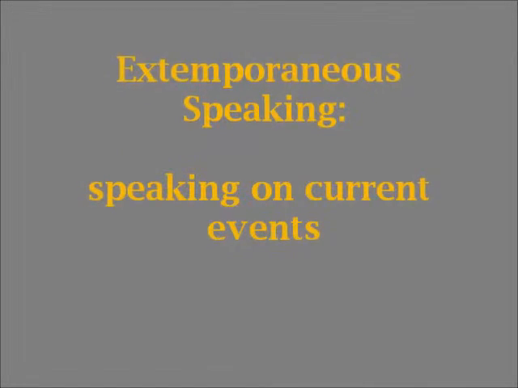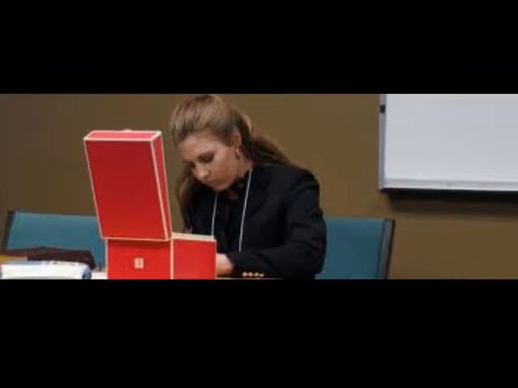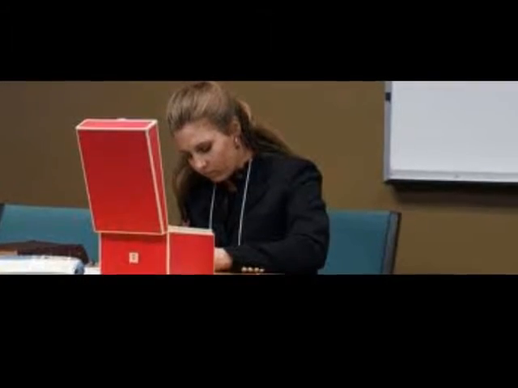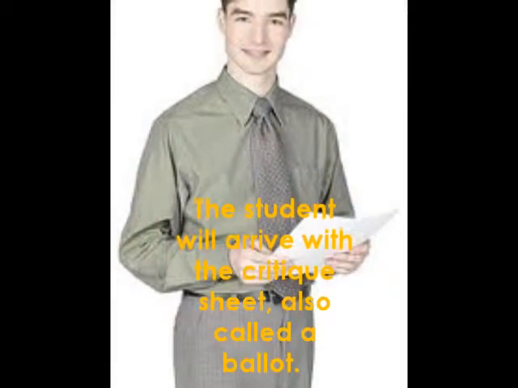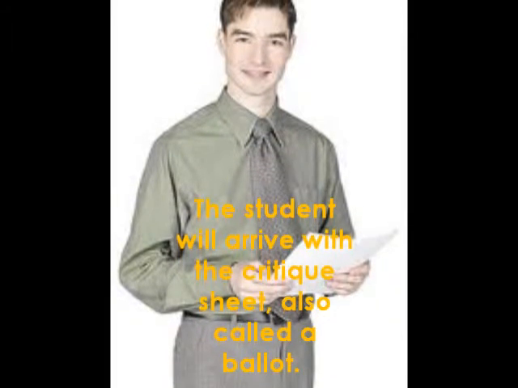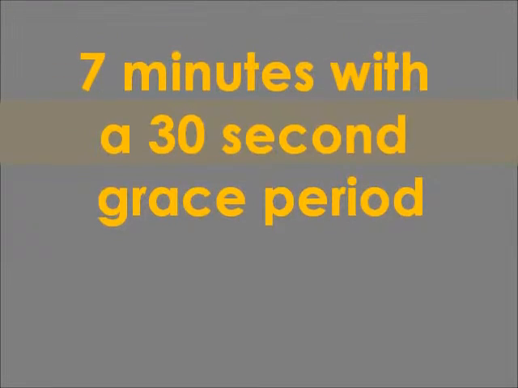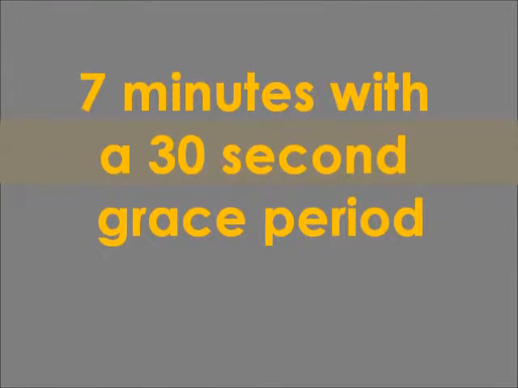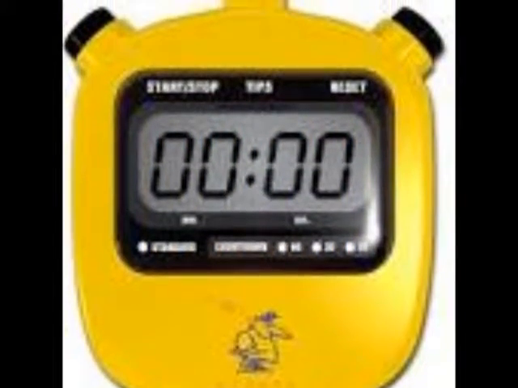In extemporaneous speaking, students are going to be speaking on current events. When the student arrives, he will have already chosen a topic and had 30 minutes to prepare. The student will arrive with their critique sheet, also called a ballot, and it will already be filled out and ready for you. The student has 7 minutes with a 30-second grace period in order to present their speech. You will use a stopwatch to keep time.